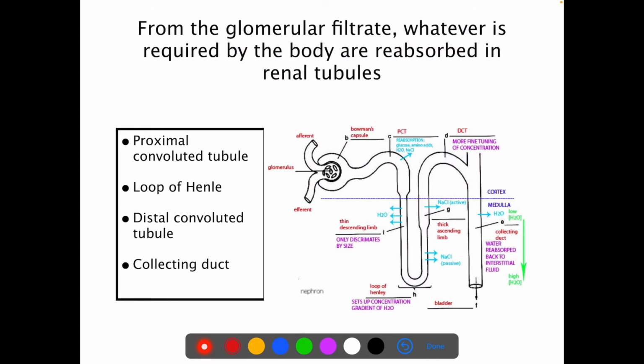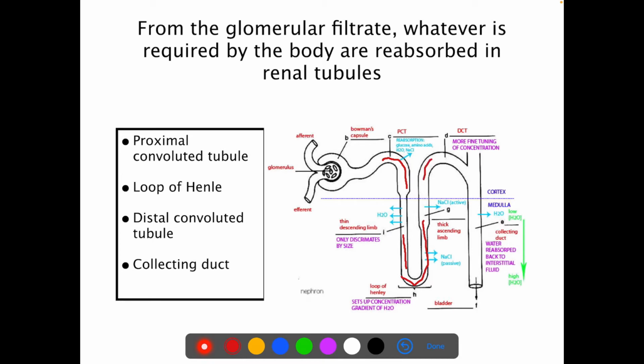So actually in the glomerulus, whatever is required by the body and whatever is not required by the body are filtered. And this filtrate will be flowing through the tubules. This is the proximal convoluted tubule. Then it will reach the loop of Henle.